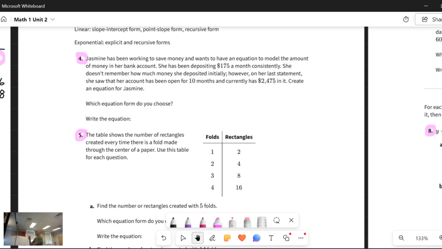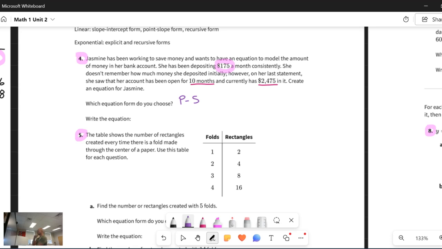One of the things, when I look at the information that's up there, I know here that I've got, this is going to be her slope. So right off the bat, we know this is going to be linear because she's putting in the same amount of money each and every time. So she's adding $175 a month. Other information that's in there is that on our most recent statement, so we have a point here. We have 10 as an x. She had $2,475 in there. That's her y. So what we're going to do is we're going to say, hey, we have a point and we have a slope. So we're going to choose point slope for this problem.